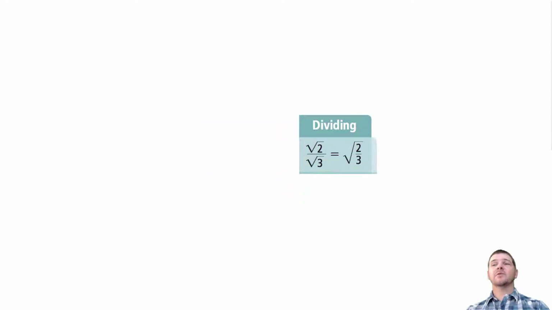When dividing, the square root of 2 over the square root of 3, common index of 2, can be rewritten as the square root of 2/3. Similarly, the cube root of 4 over the cube root of 5, a common index of 3, can be rewritten as the cube root of 4/5.